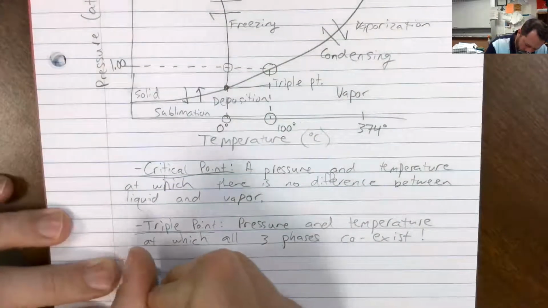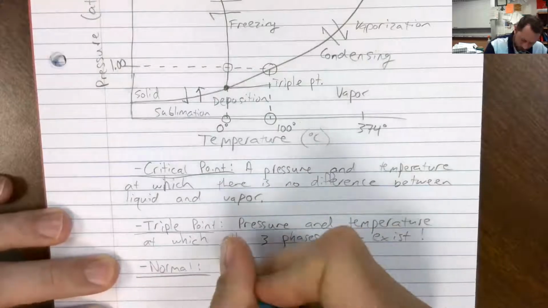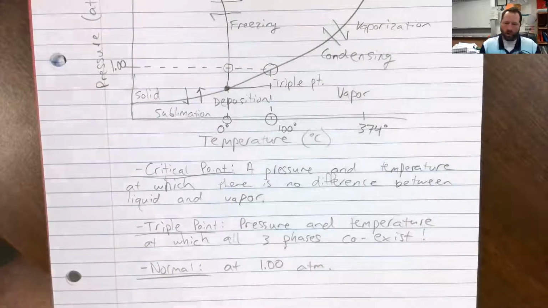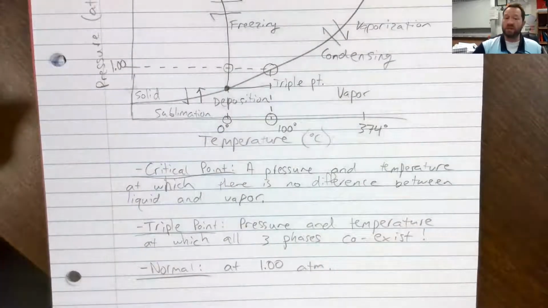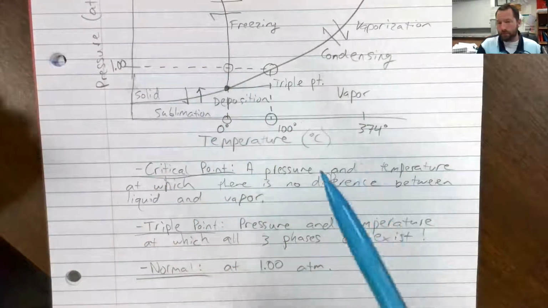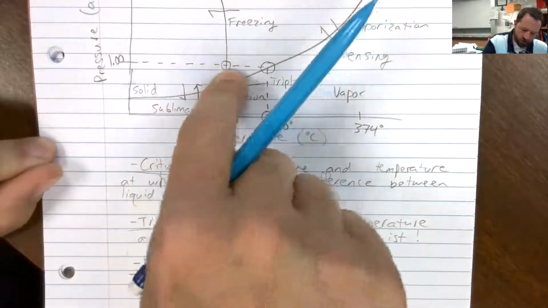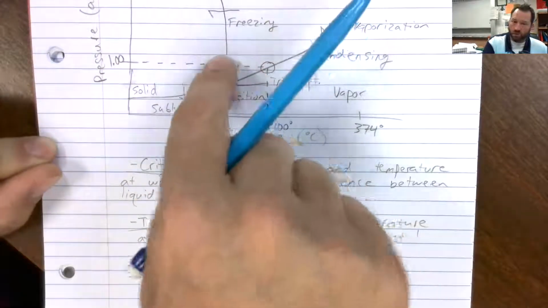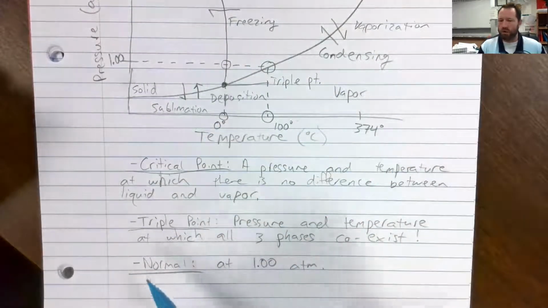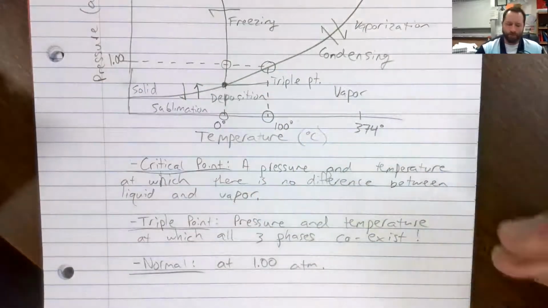One final thing, anytime you're asked about normal, normal means at 1 atmosphere. So a lot of times, again, they'll ask, what is the freezing point for a certain substance? What is the normal freezing point? Well, you find 1 atmosphere. That's normal. We're under 1 atmosphere pressure. At 1 atmosphere pressure, you go over, you find where it crosses the freezing line and you follow it down and you give it a temperature. And that's how you answer, what is the normal freezing point? What is the normal boiling point?